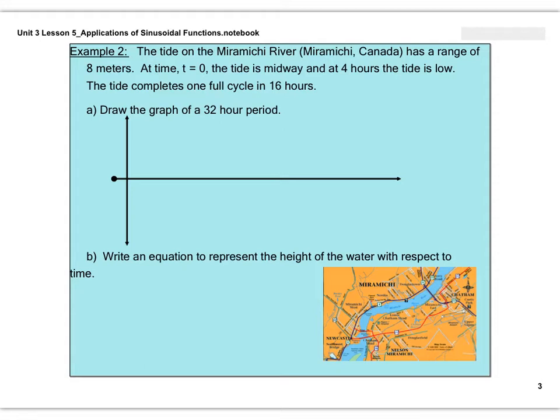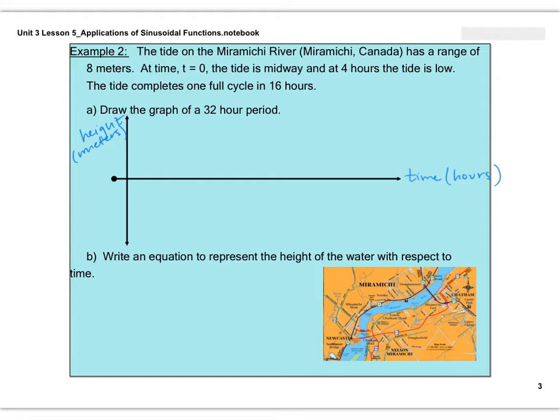At time t equals 0, the tide is midway. At 4 hours, the tide is low. The tide completes 1 full cycle in 16 hours. Let's label our graph. Let's have the x-axis be time in hours, and let's have the y-axis be the height of the river, in meters. Think of it as meters above sea level.